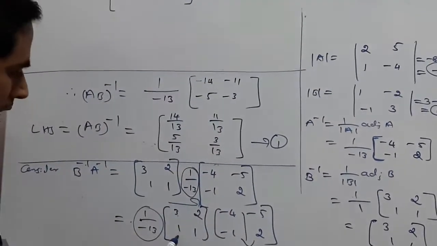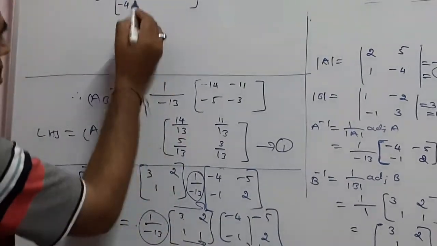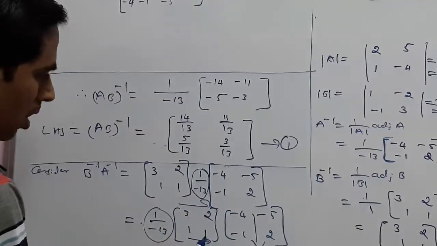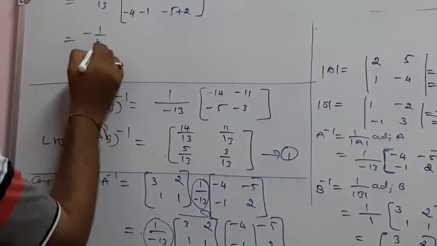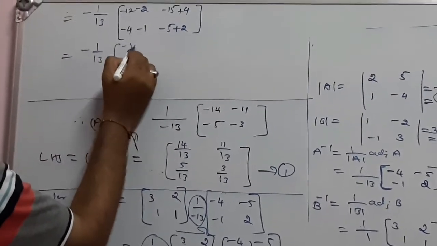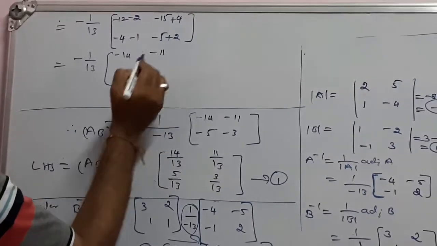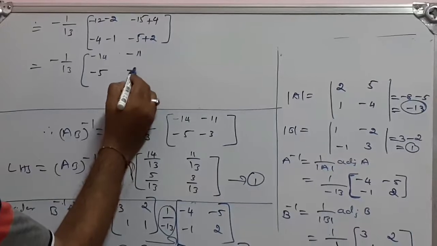then 3 into minus 5, that is minus 15, plus 4. Then you consider second row, 1 into minus 4, that is minus 4, then minus 1. 1 into minus 5, that is minus 5, then plus 1 into 2, that is plus 2. So that is minus 1 by 13 into minus 14. Minus 15 plus 4, that is minus 11. Then this will be minus 5 plus 2, that is minus 3.